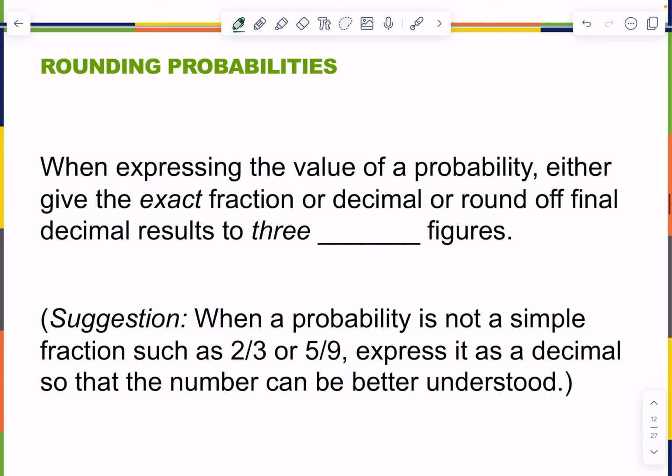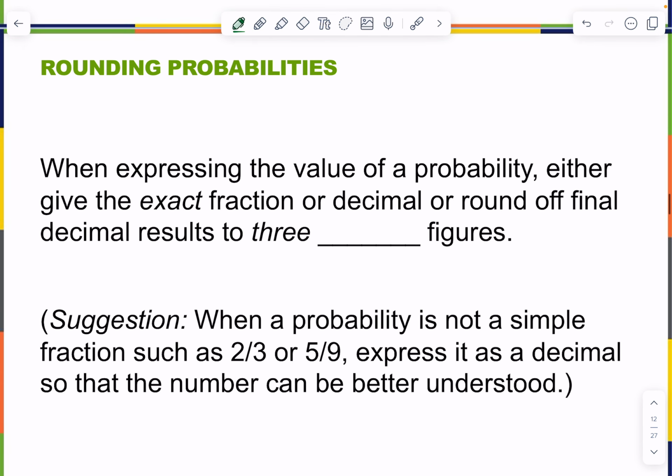Okay. Rounding probabilities. How do we round probabilities? When expressing the value of a probability, either give the exact fraction or decimal. That would be fine. Give the exact fraction or decimal, or you can round to 3 significant figures. And then there's a suggestion here: when a probability is not a simple fraction, such as 2 over 3 or 5 over 9, express it as a decimal so that the number can be better understood.